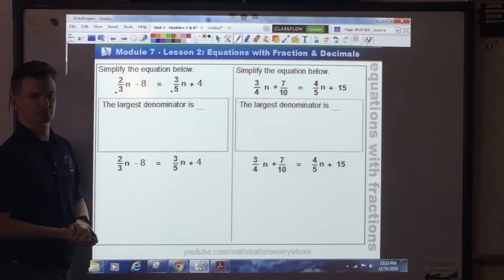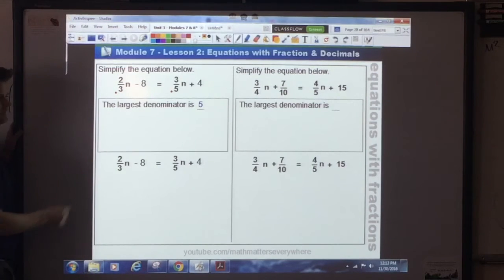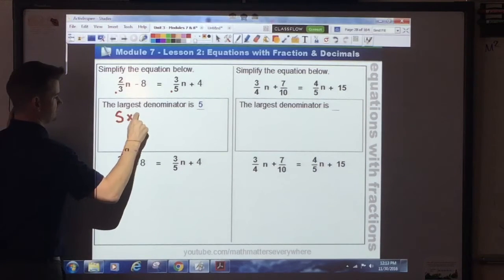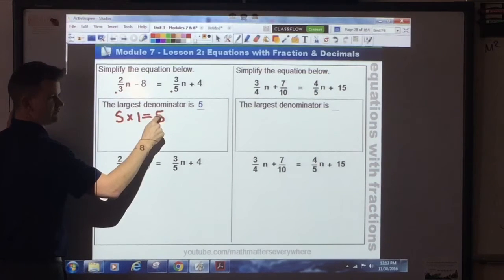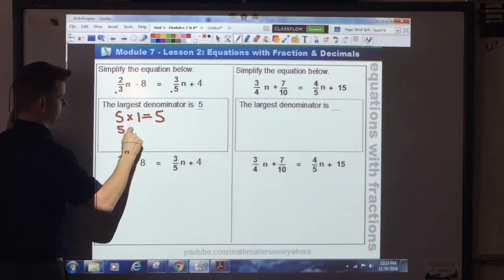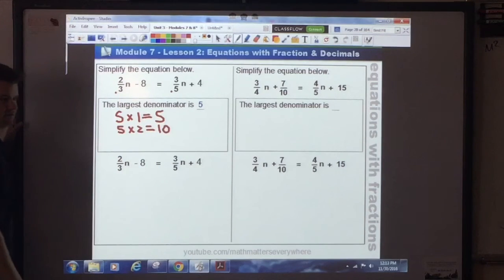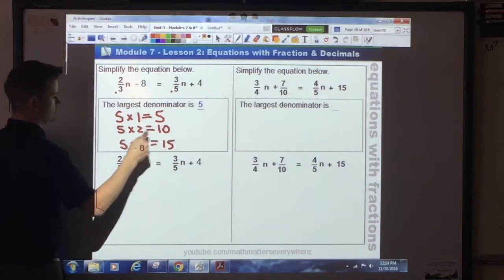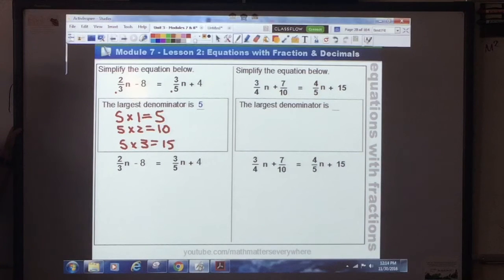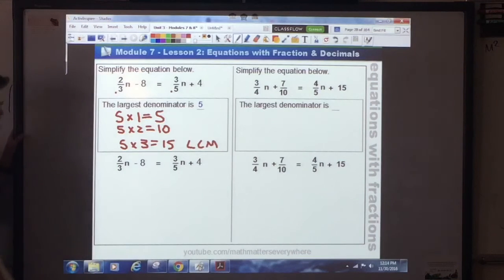Which one's larger? 5. So I'm going to find the multiples of 5. I do 5 times 1. That gives me 5. Does 3 go into 5 evenly? No. So we keep going. 5 times 2 equals 10. Does 3 go into 10 evenly? No. So I keep going. 5 times 3 equals 15. Does 3 go into 15 evenly? Yes. What about 5? Yes. So my LCM of 3 and 5 is 15.